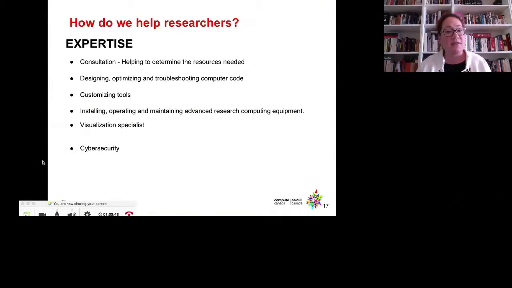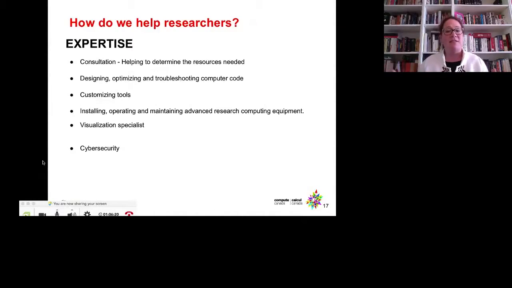Expertise, consultation, that's the big one. We will sit down with you. We will talk about your research. We will figure out which systems are the best for you to use. Designing, optimizing, and troubleshooting computer code, but to a limited extent. We can't develop your research software for you, but we can help you make sure your code will work on our systems. Customizing tools, making sure that stuff actually works with our stuff.